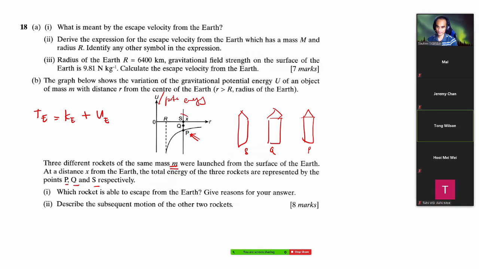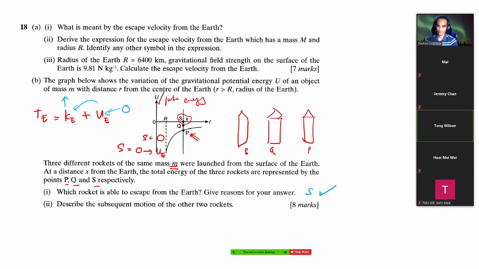When S is 0, can you see the number? S is 0. The 0 over here is the value of potential energy. So over here this equals 0. It means that the kinetic energy is the highest. So S is the one that escapes from the Earth.